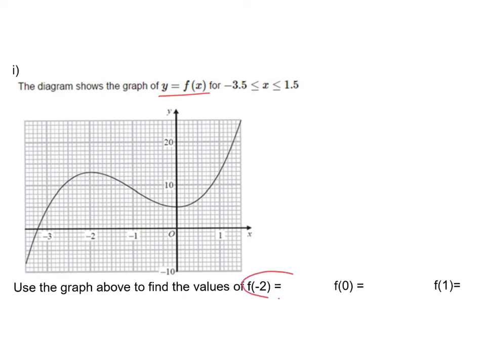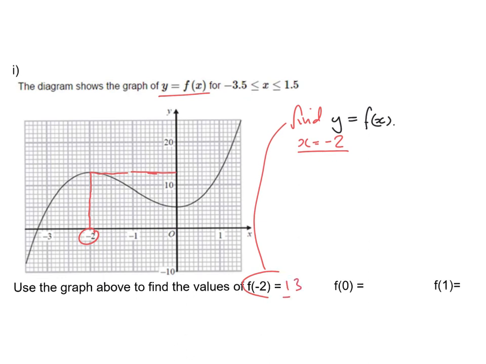Okay, key here is that our equation gives the y-coordinate as the value of f of x. So if we want to find f of minus 2, it's like we're finding y when x is minus 2. So we're going to use the graph, go to minus 2 on the x-axis, go up till we hit the curve, and go along and read off the y-axis. What is the y value at that point? And that's f of minus 2. That will tell you what f of minus 2 is.